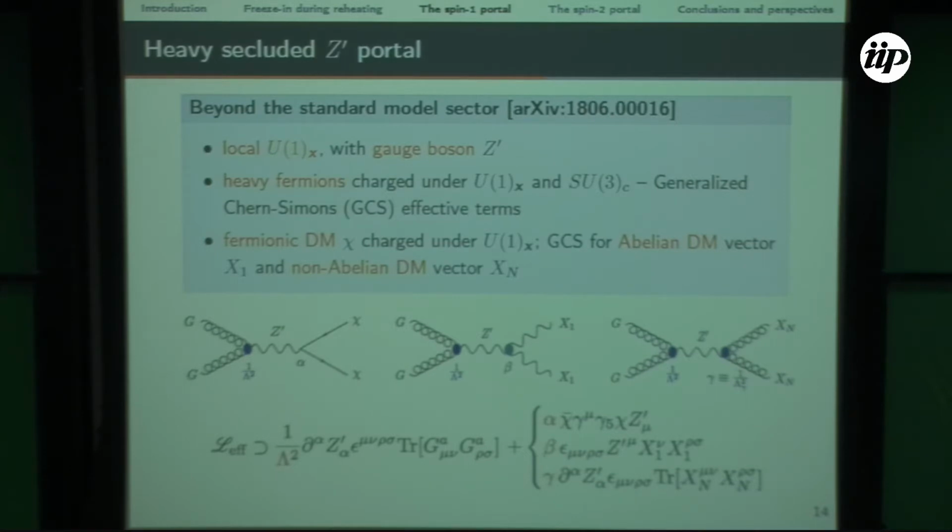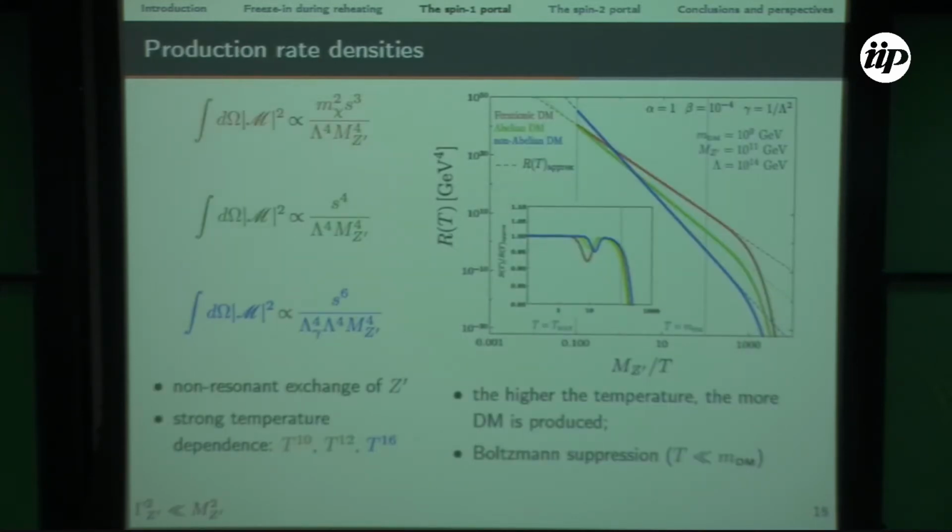So, as I said, from the squared amplitudes we can understand how it will be produced. Here is the limiting case of the squared amplitude. We see that it features a non-resonant exchange. And as we have more and more effective currents, we have larger and larger temperature dependencies. Why is it important? Because if we have a large temperature dependency, the production during reheating will be important, because then it can overcome the dilution.